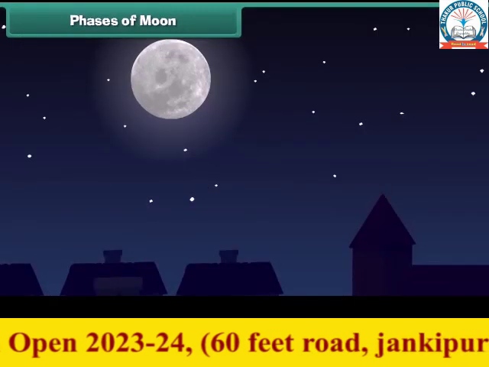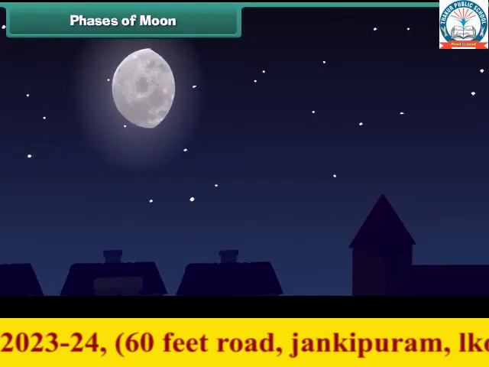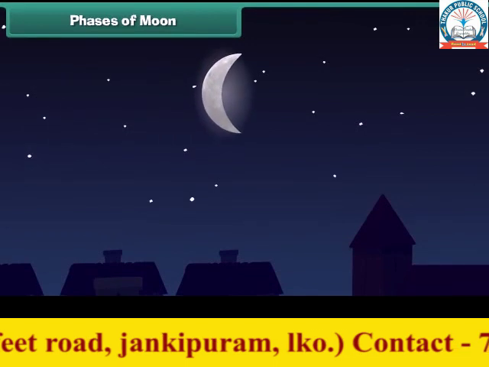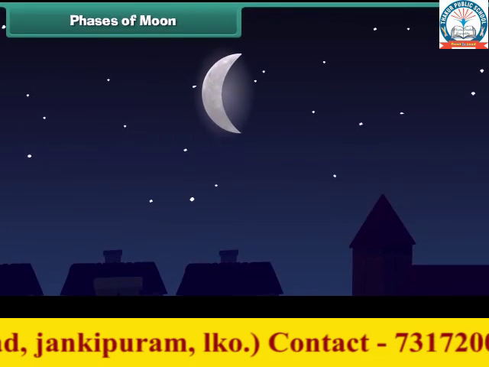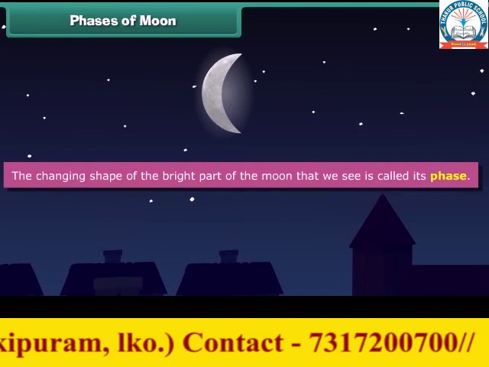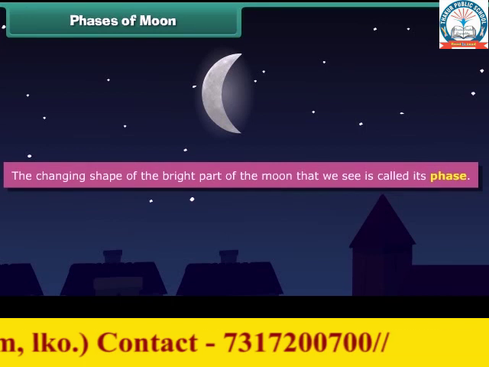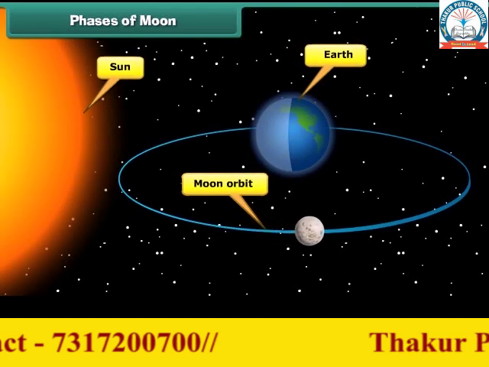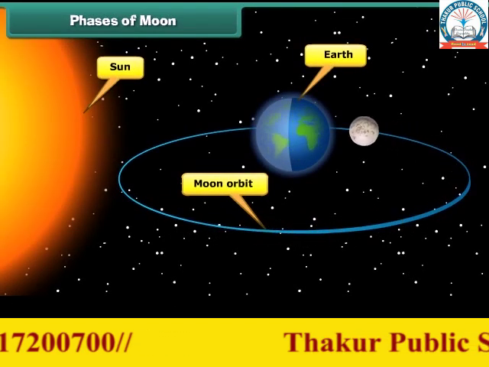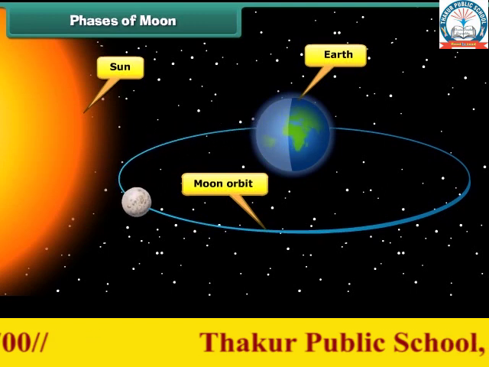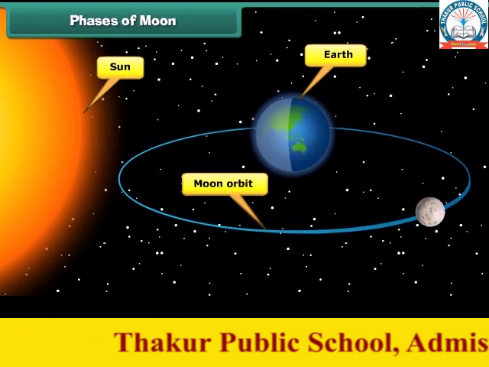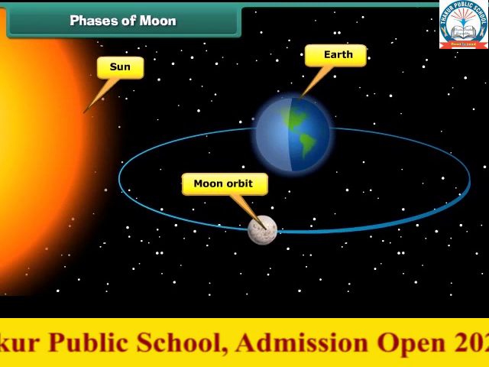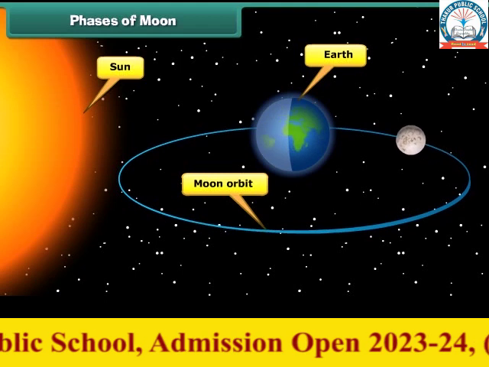You must have noticed that the moon does not always appear as a perfect circle. Do you know why? Because it goes through phases. The changing shape of the bright part of the moon that we see is called its phase. Sunlight strikes the moon at different angles throughout its journey around the Earth. The part of the moon facing the sun is lit up, whereas the part facing away from the sun is in darkness.